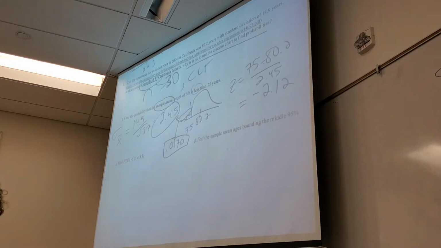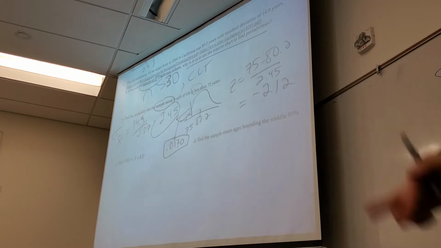Which kind of makes sense. I mean, if the average is 80.2, and I take 37, and what's the probability they're going to live less than 75 years? That should be kind of small. The average is 80. I would expect it to be around 80. 75 is actually pretty far away. It's a little over 2 steps.